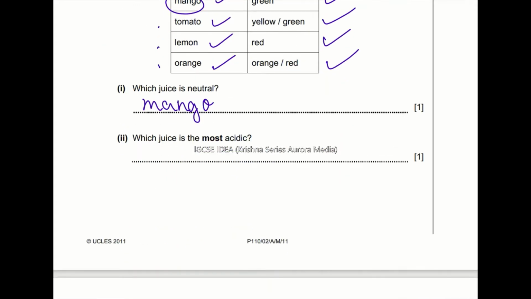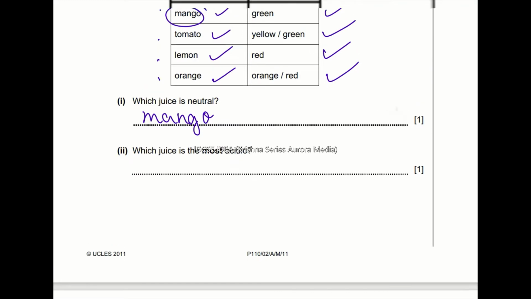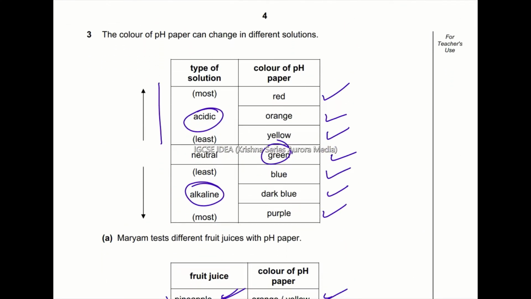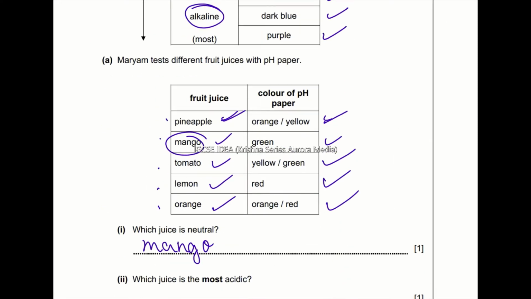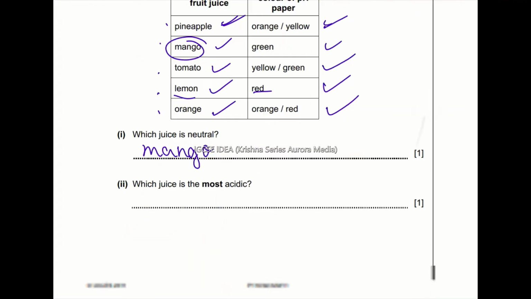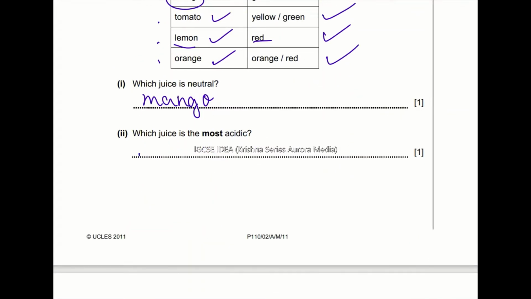Okay, which juice is the most acidic? Since the table says the most acidic substances must turn red, here only lemon turns red. So let's write that. Lemon.